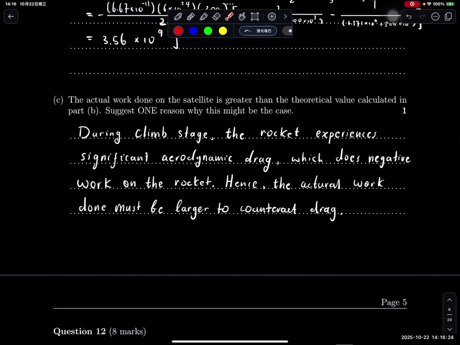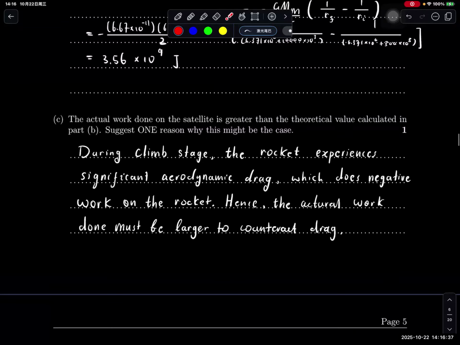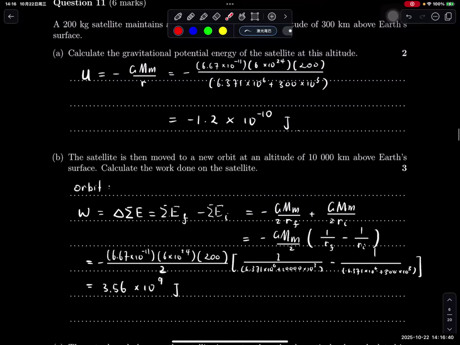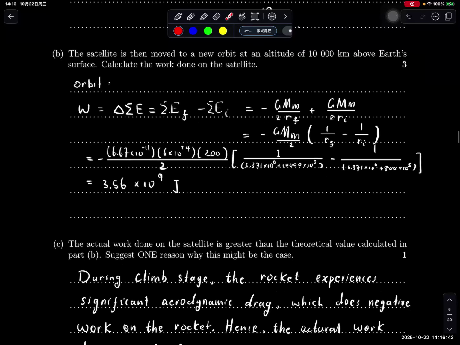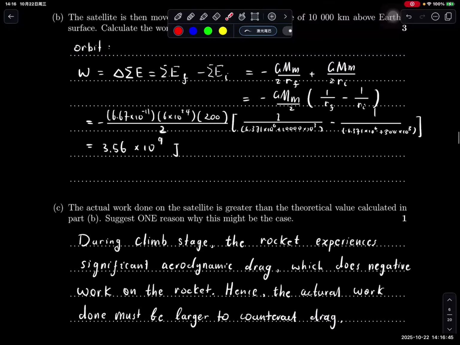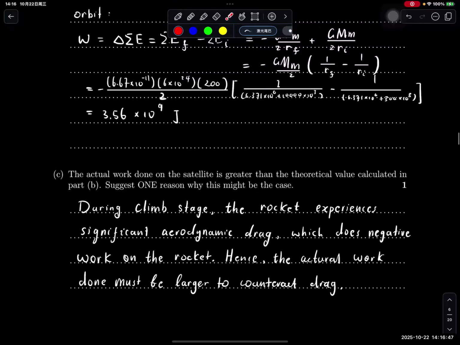Question C. The actual work done on the satellite is greater than the theoretical value calculated in part B. Suggest one reason. The rocket would experience very significant aerodynamic drag when it's launched from Earth, which does negative work on the rocket, so you have to supply excess work to counter this. There's also the efficiency of the engine and so on. It is never 100%.